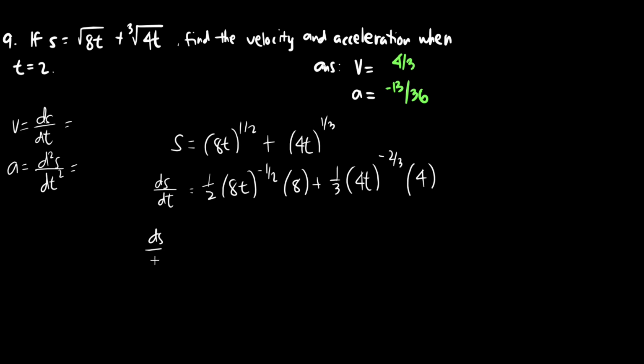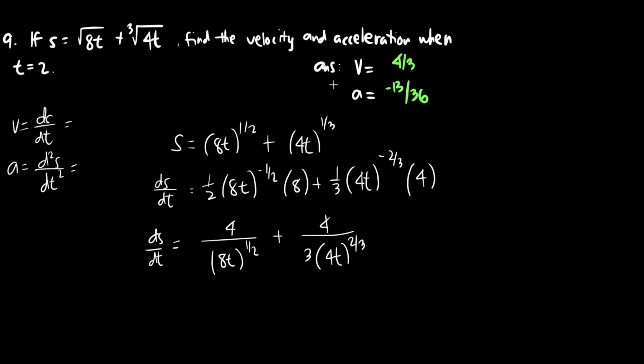So ds over dt is equal to 80 divided by 2, which is just equal to 40, all over, and having a negative exponent, we'll bring it down to the denominator, so 80t raised to the power of 1/2, plus 40 all over 3 multiplied by 40t raised to the power of 2/3. So this is now our value for the first derivative.